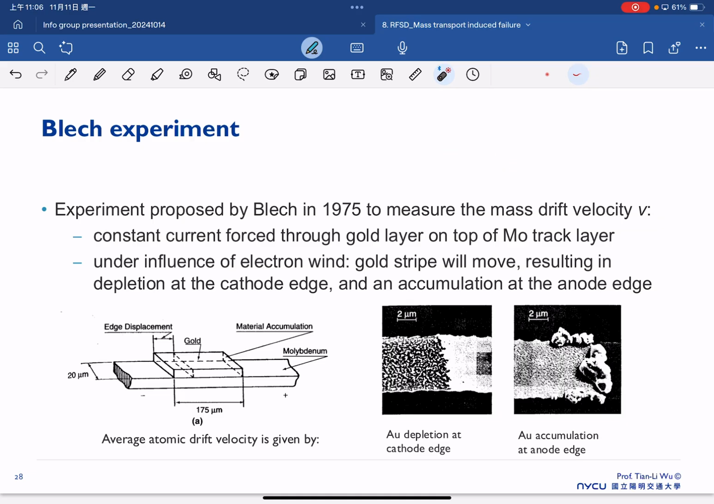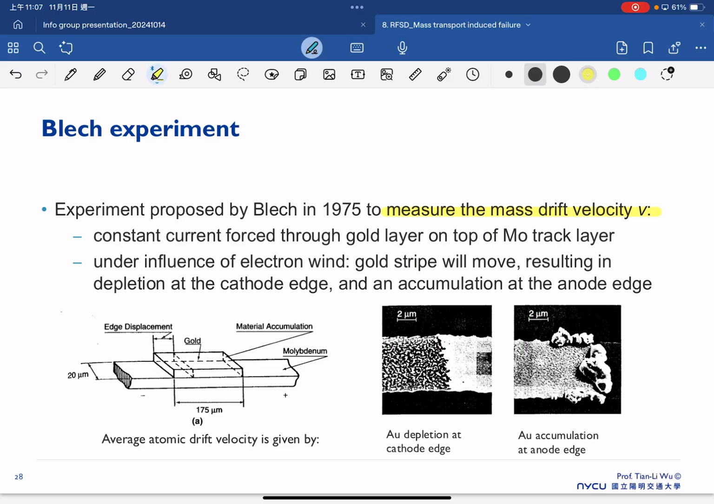Okay, so then we will continue. The next one I would like to introduce is this Black experiment. There's also some theory that he proposed, which is nowadays still very interesting and useful for us. This experiment was proposed by Black in 1975 to try to measure the drift velocity, especially related to the mass transport drift velocity. And so he proposed this experiment.